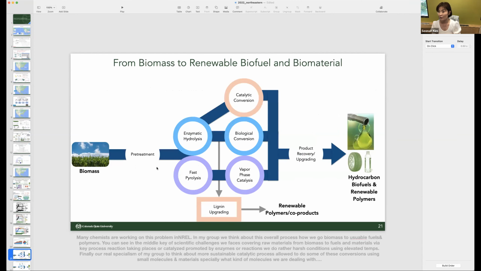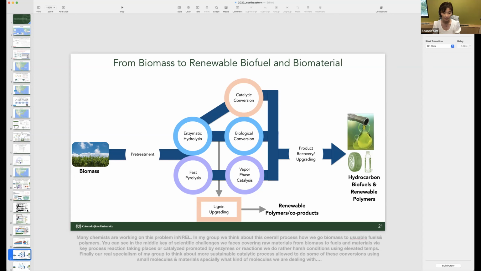And then, we are the theory group, right? So how can you make renewable fuels and polymers from biomass, like corn or wood, using computation? That is what my group is doing. And we do a lot of catalysis work, machine learning work, and everything.